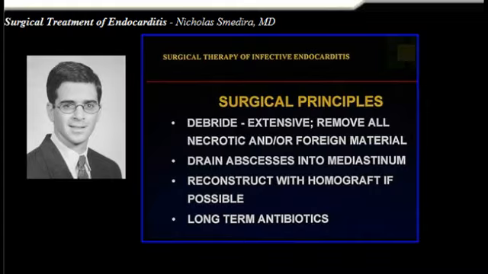You don't close abscesses. You try and drain them into the mediastinum if at all possible. We like, obviously in the aortic position, to reconstruct with a homograft. It's malleable. It works nice. It allows you to do a lot of things. So we do that because we have access to it, but it's not necessary to fix an aortic valve.